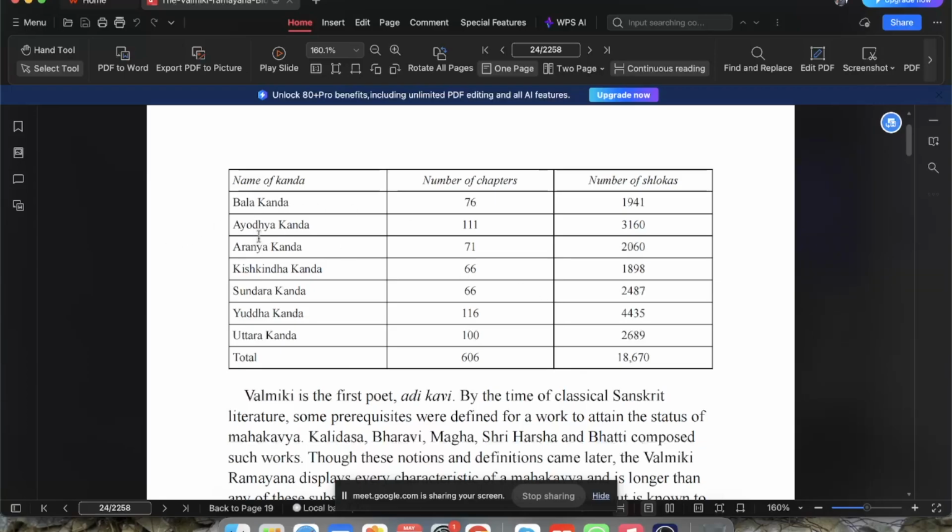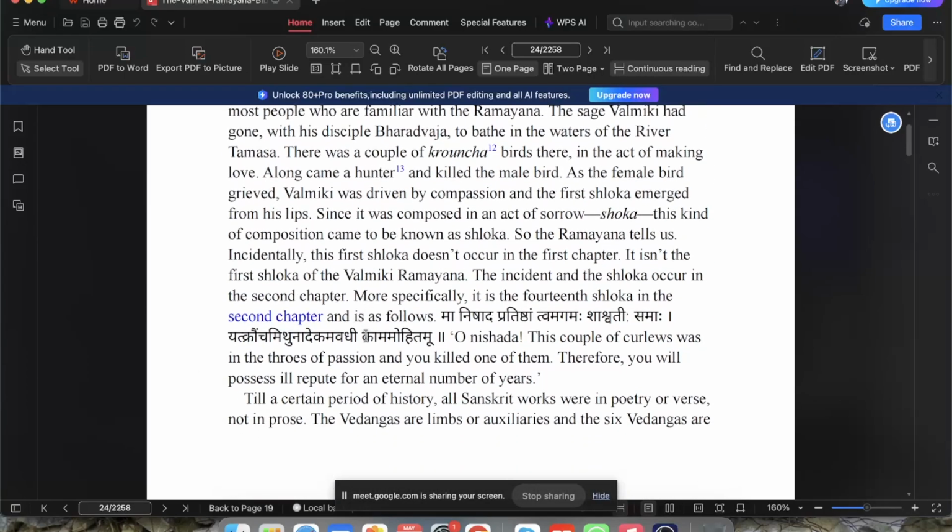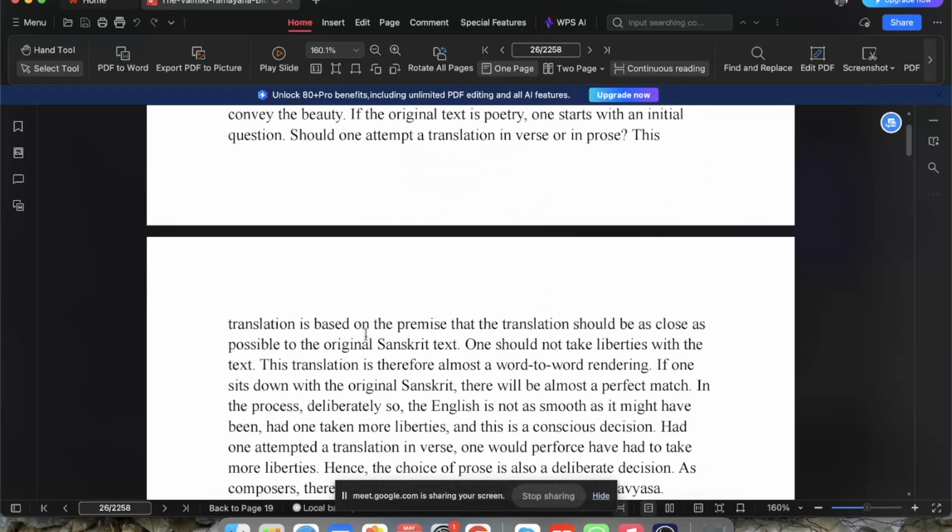Okay, so this was just a brief table of the names of the Kandas in Ramayana, how many chapters are there within those Kandas, and how many shlokas are there within them also. So the total of 606 chapters, right? 18,670 shlokas. Okay, so we will further go.